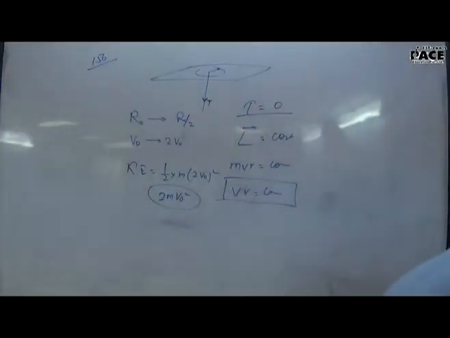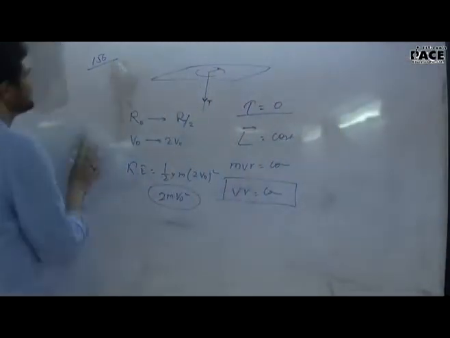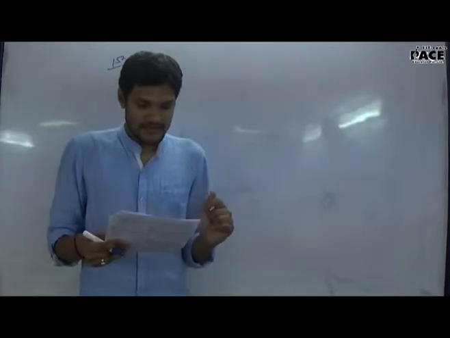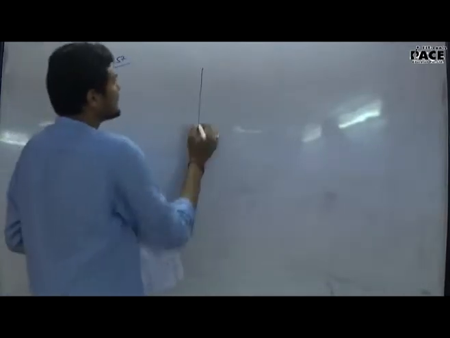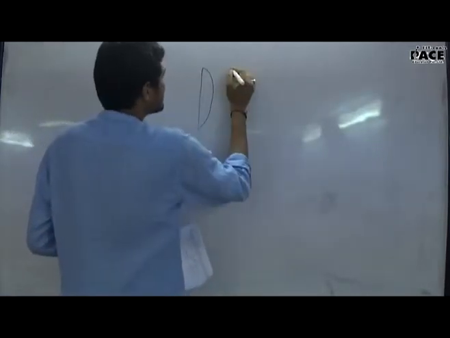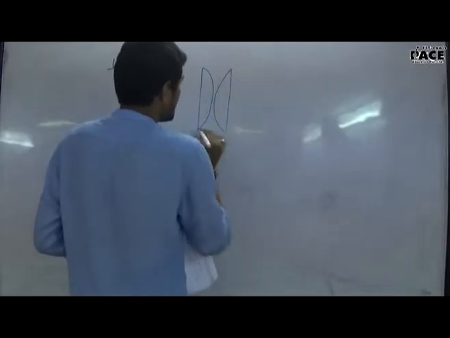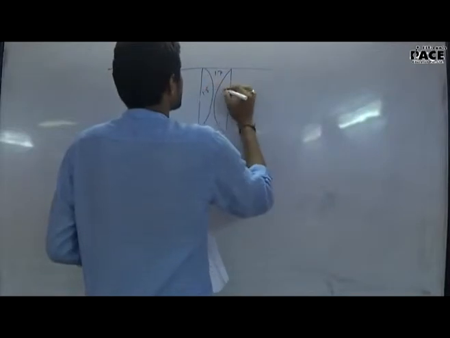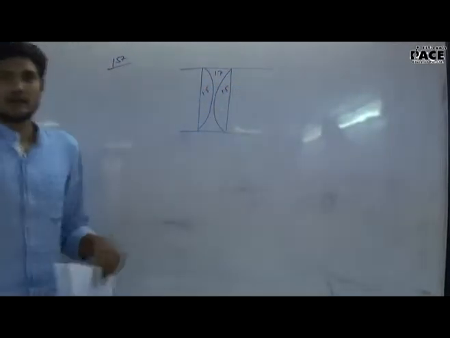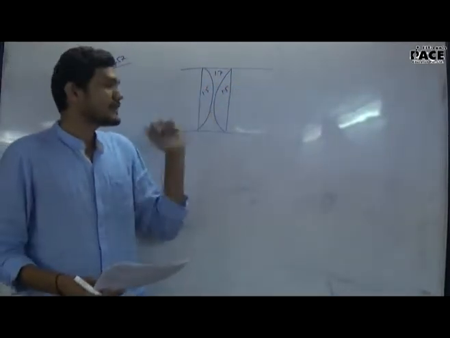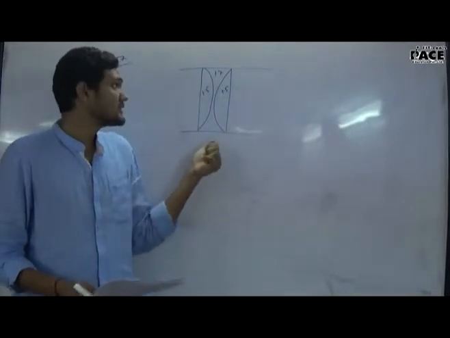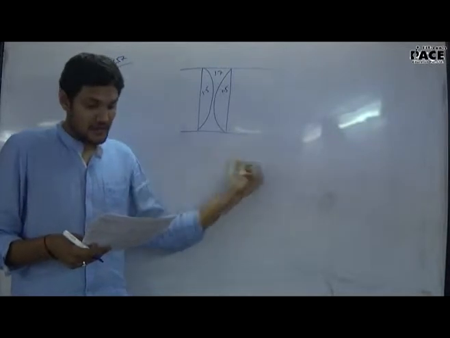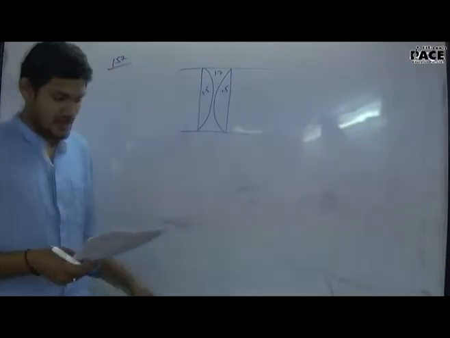Okay, for question number 157, we have two identical plano-convex lenses which are immersed in a medium with a refractive index 1.7. Okay, this is the system. We have two plano-convex lenses immersed in a medium with refractive index 1.7. We have to find the focal length of this system.